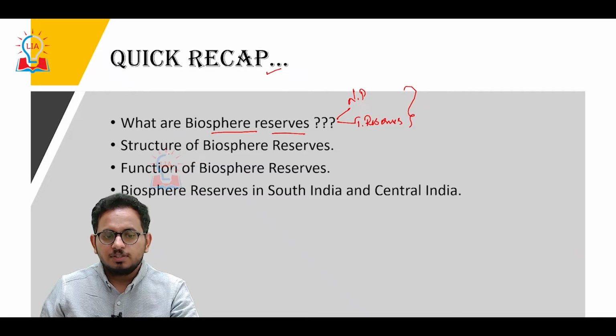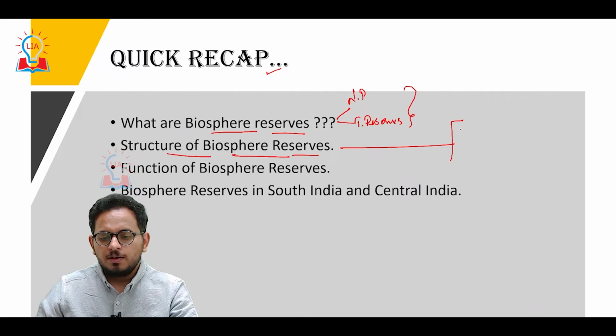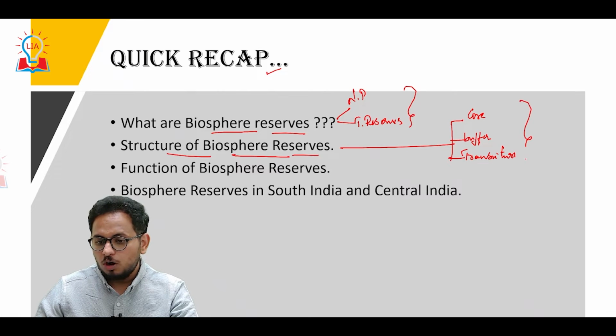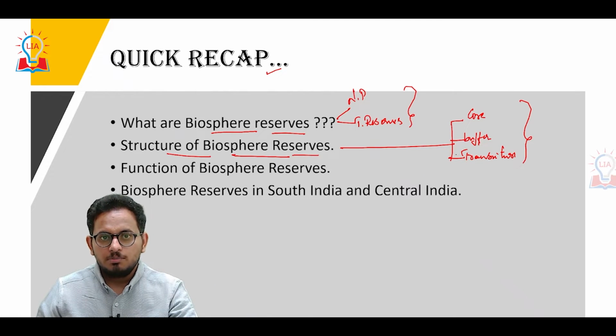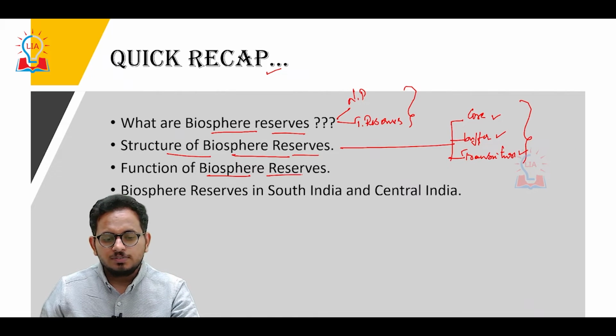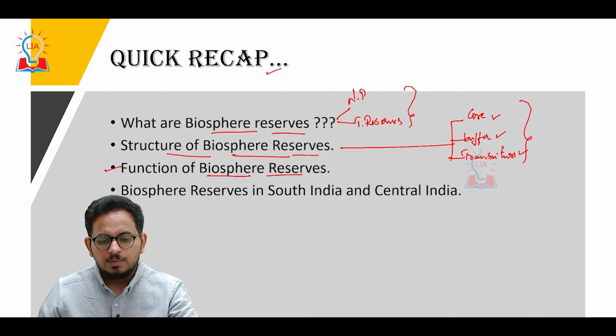And the next thing that we have discussed is the structure of biosphere reserves. If you remember, we have discussed something called core area, buffer area, and transition area. What these are, and what is permitted and prohibited in these areas, have already been discussed in the first video. The next thing that we discussed in the first video was the functions of biosphere reserves. Why do we need biosphere reserves and what are their functions?